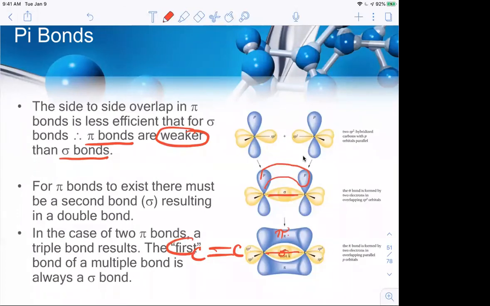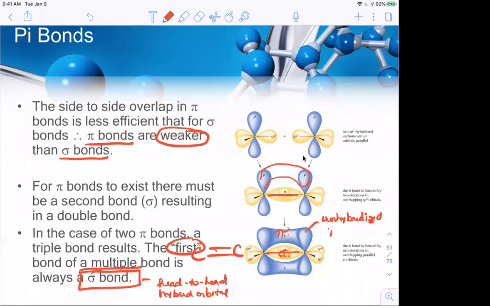The first bond of any multibond is always a sigma bond. So my head-to-head overlap is always going to be there, and the head-to-head overlap is also in hybrid orbitals. My pi bond will always be formed between unhybridized p orbitals. So that's another thing that you have to know about this particular model.